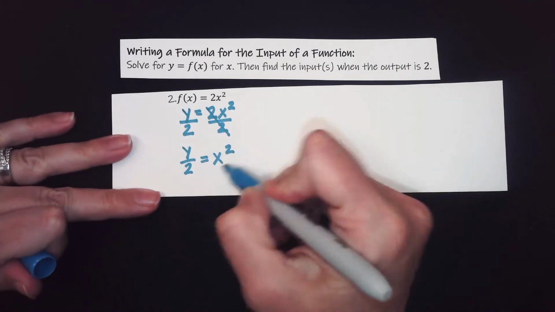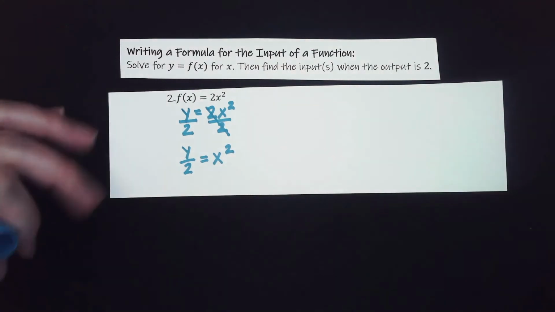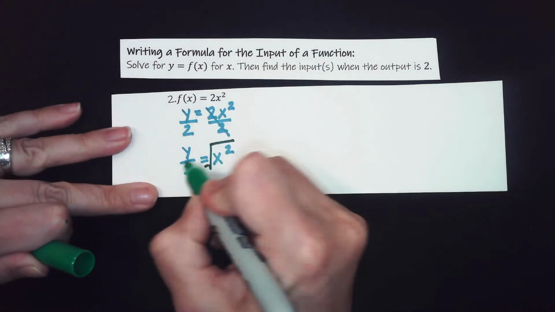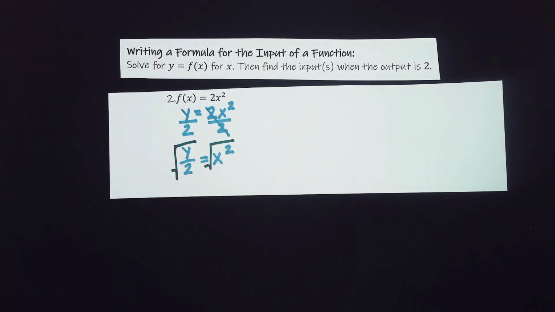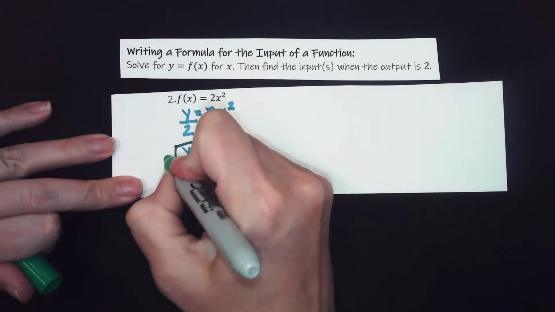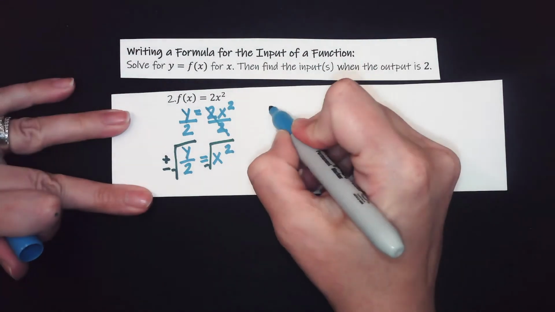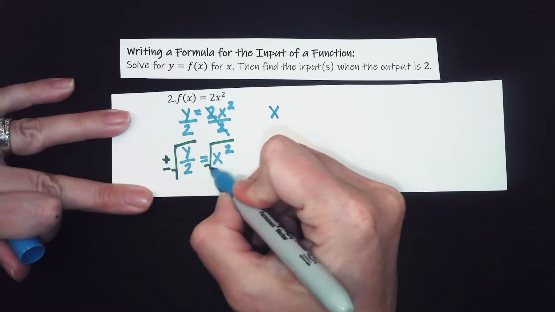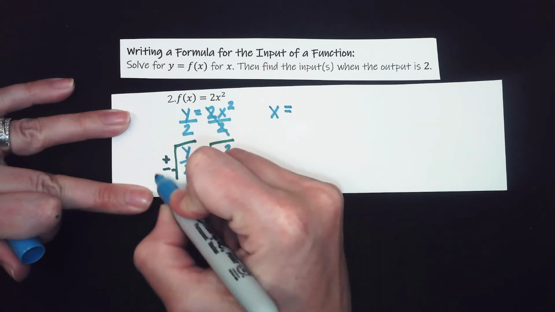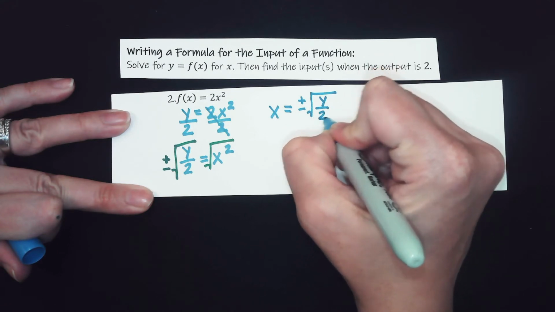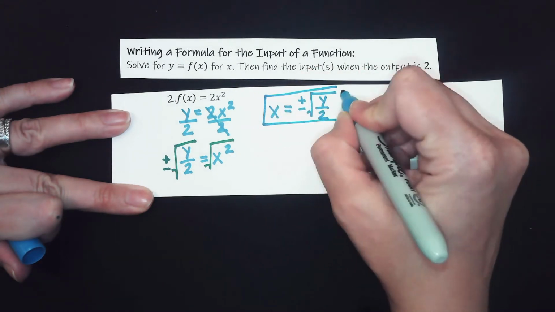And now we need to get the x by itself. So the opposite of something being squared is taking the root, so I'm going to square root both sides. Whenever you square root both sides, that gives you a plus and minus on the side that is not being squared. So this side simplifies to x, and this side we're just going to leave the way it's written: plus or minus the square root of y over 2.